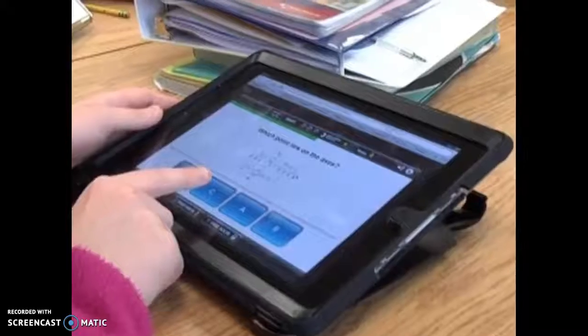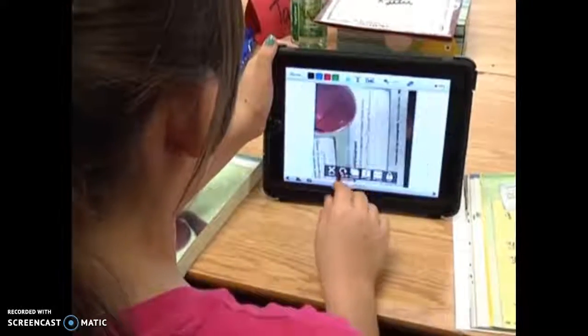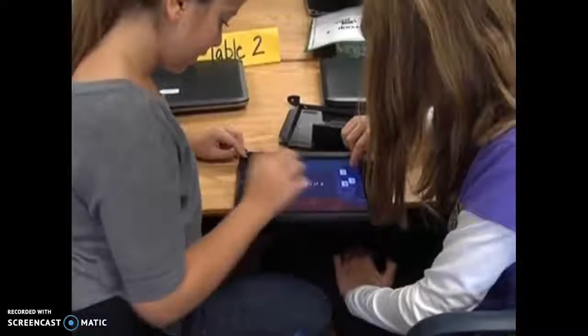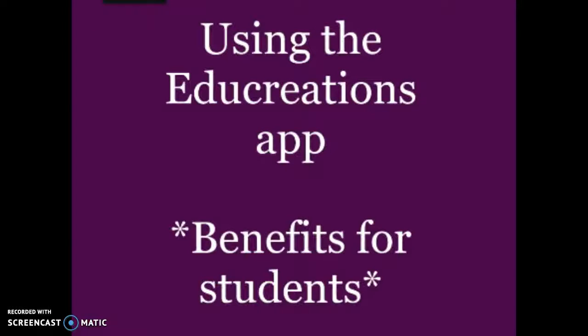And since starting the pilot, our kids have soared. Their scores are getting better, and not only that, their attention to the task has increased tremendously. Their engagement is dramatically increased. They're excited to come to math. Using the EduCreations app has several benefits for students. They're able to hone in on the skills that they need to learn with the Common Core.